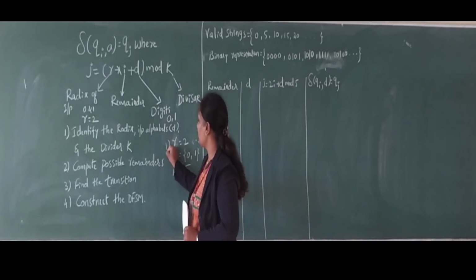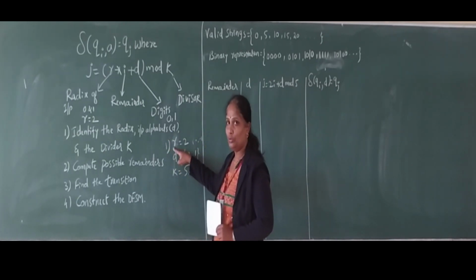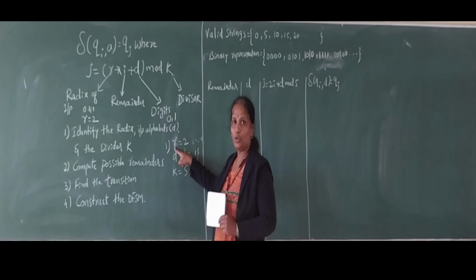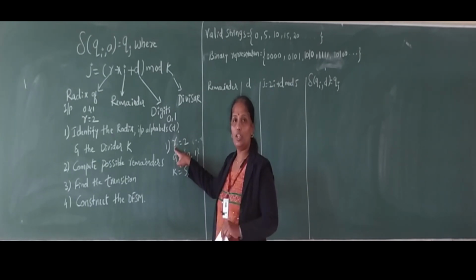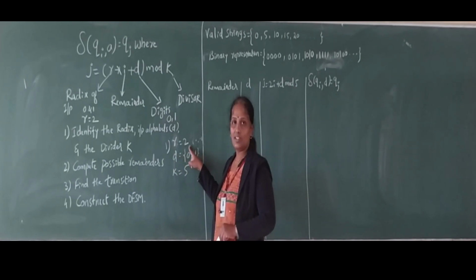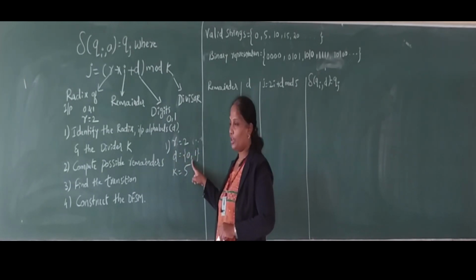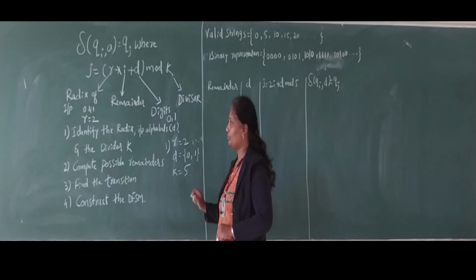So the first step is over. I recognize the R value. You are going to consider only binary numbers. Binary numbers means you get only 2 values, 0 and 1. So radix is 2 here, digits are 0 and 1, and k is 5.